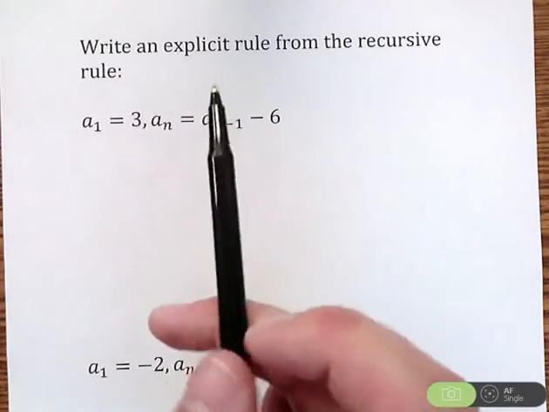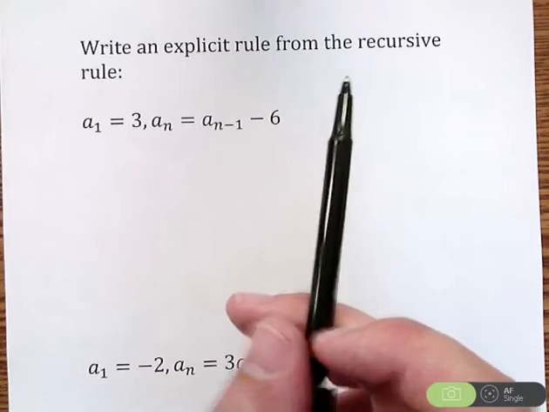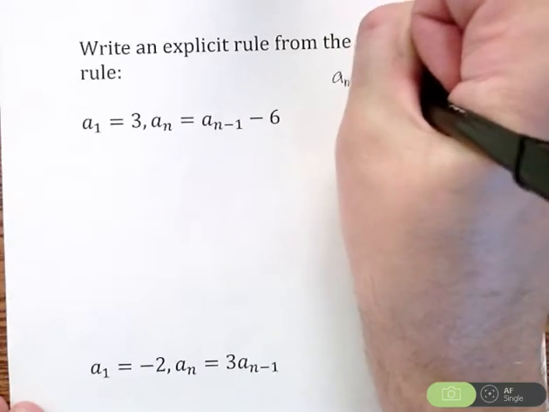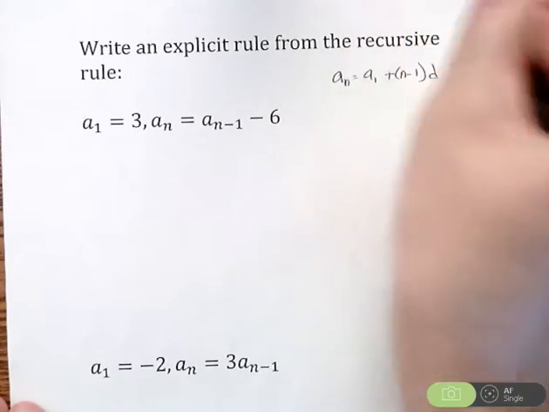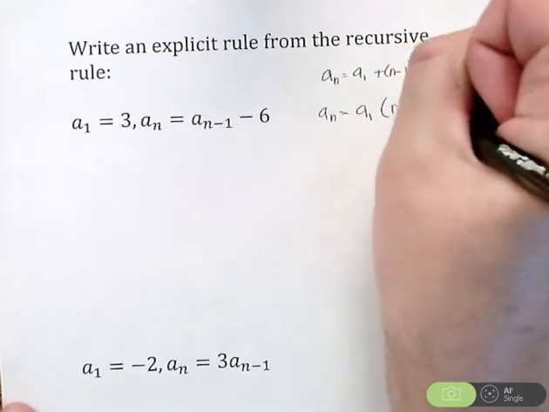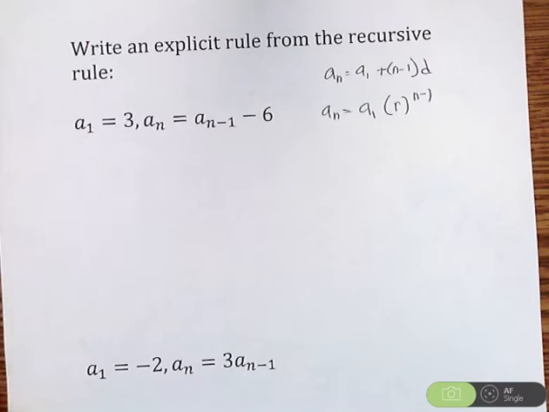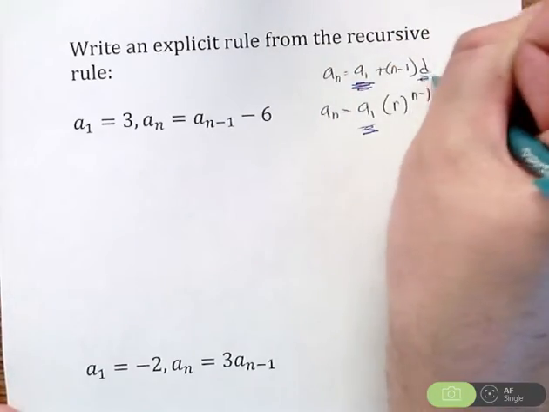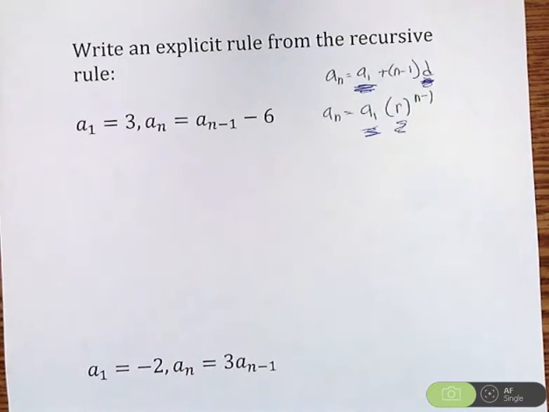One last final example. We're going to write the explicit rule from the recursive rule. Now, you will have a formula sheet. The explicit rule for arithmetic is An equals A1 plus n minus 1 times d, and for geometric, it's An equals A1 times r raised to the n minus 1. Those are the explicit rules. They gave me the recursive, and again, the important things are that I need to know A1 and either my d term or r.